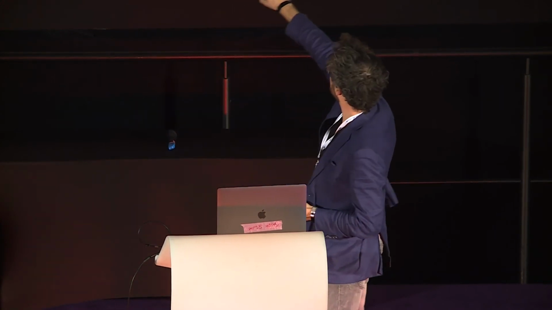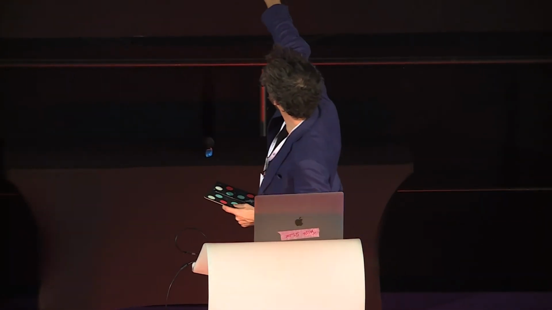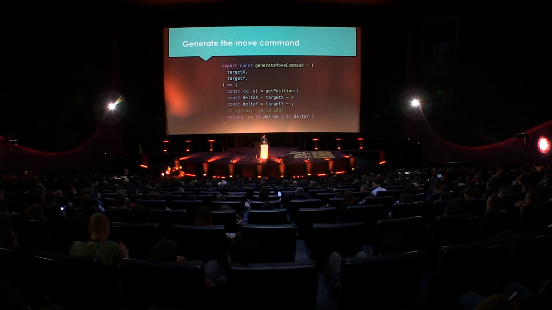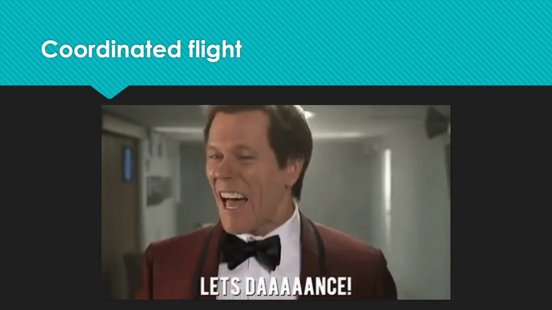And the syntax for sending a single move command is the string in the line over there. Yes, those lights, I'm happy with those. So the Go 10 100, of course, is metric system. We are not crazy. This means 10 centimeters on the x-axis and 100 centimeters on the y-axis.